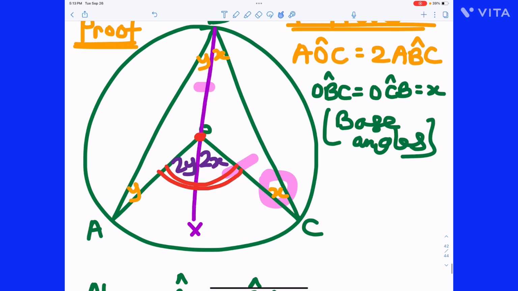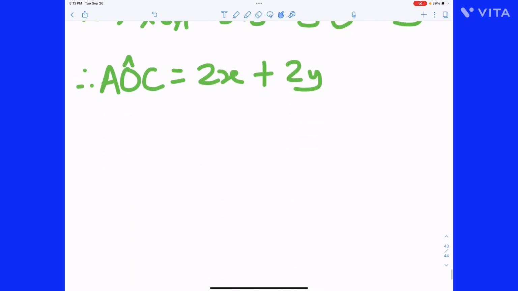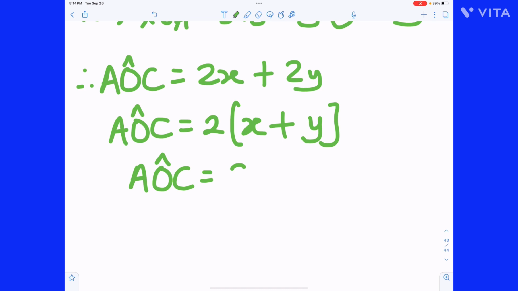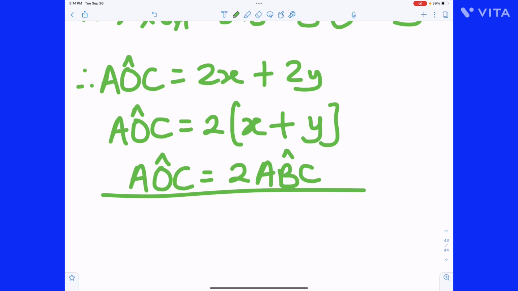Can you see it from this diagram? That angle AOC is going to be 2x plus 2y. You can write 2y plus 2x or write 2x plus 2y. If angle AOC is 2x plus 2y, that means angle AOC is equal to 2 open bracket x plus y. That means angle AOC is 2 times ABC. That's the end of our proof.